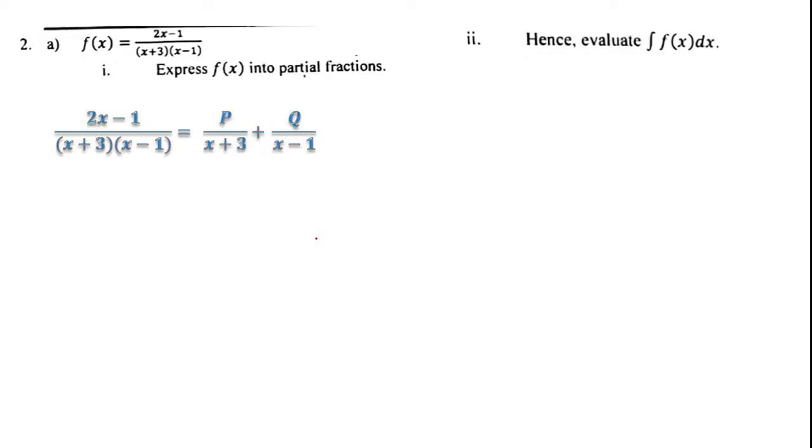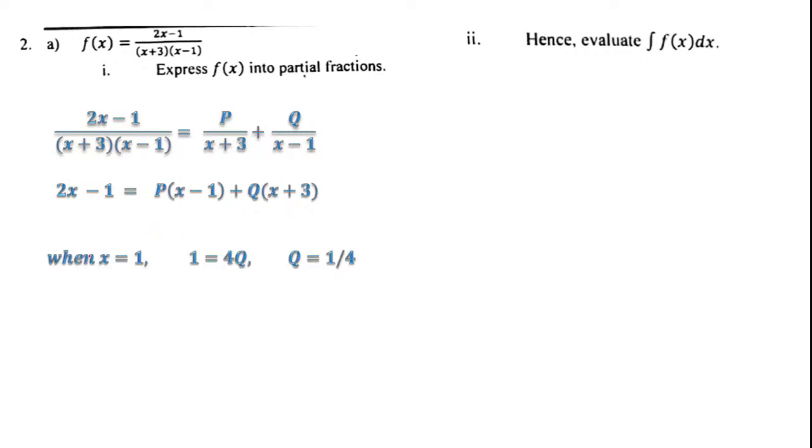So from this point, multiplying all through by the denominator on the left hand side, we are left with 2x minus 1 identical to p into x minus 1 plus q into x plus 3. Now at this point, when x is equal to 1, you substitute 1 here: 2 times 1 minus 1 gives us 1, so we have 1 on the left hand side. On the right hand side, substituting 1, this term will cancel out, and we are left just with q into 1 plus 3. So we have 1 is equal to 4q, and q is equal to 1/4.